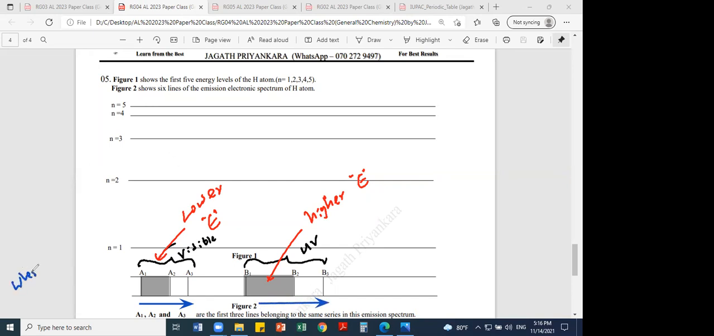So if you want to write here: when the gap between the lines decreases, comma, energy increases. Is that clear? Again I am repeating. When the gap decreases, energy increases. That means B1 to B3 energy increases, A1 to A3 also energy increases.